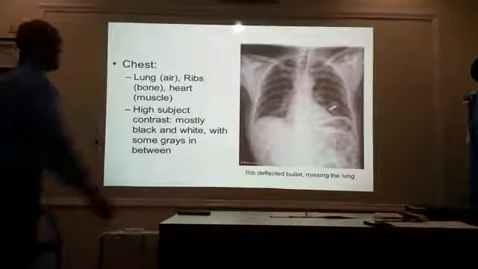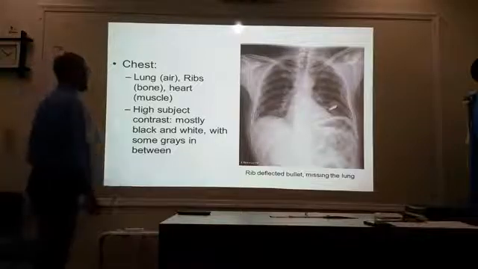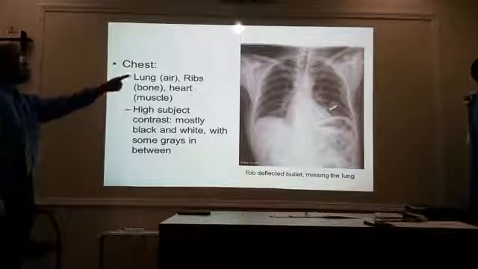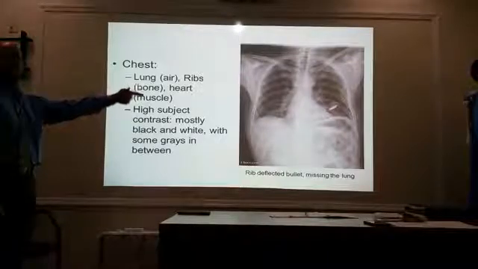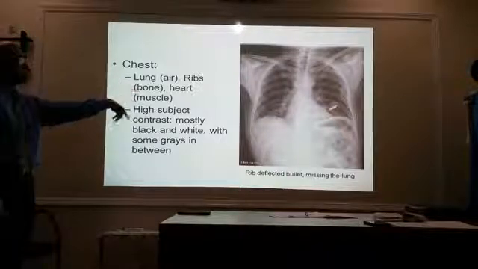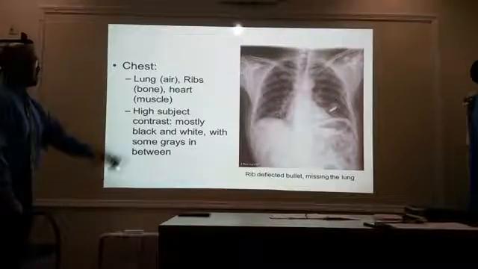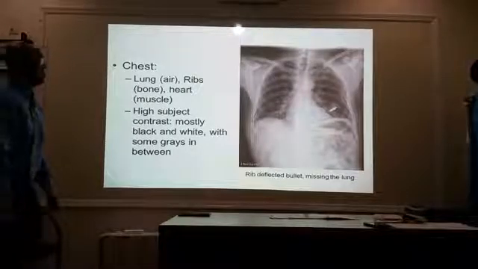All right, so here's an example of the chest. The chest is going to be composed of bone, air, muscle, fat. Okay, there's some fluids in there too. What else? What do we see in there? Pretty good x-ray, right?